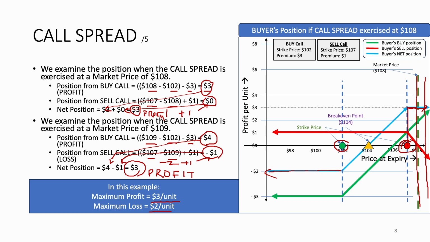So this is a call spread, where we notice that we are reducing the possibility of the amount of loss that we can make, but we are also limiting ourselves to a certain level up to which we can make a profit.